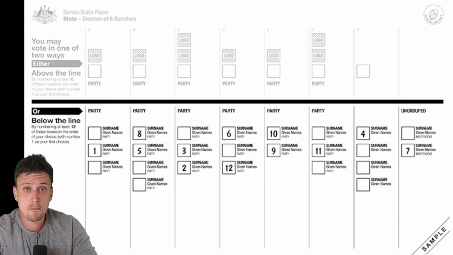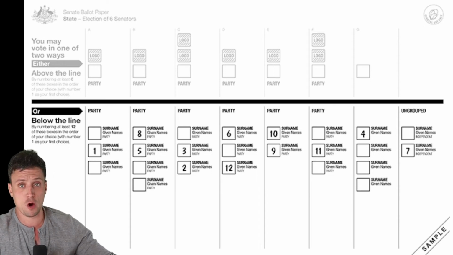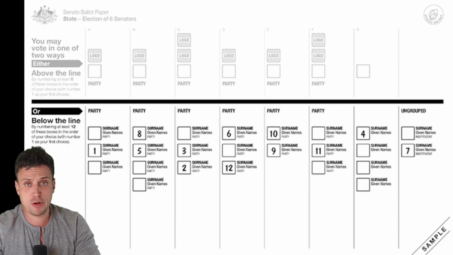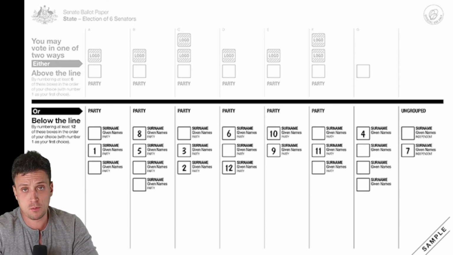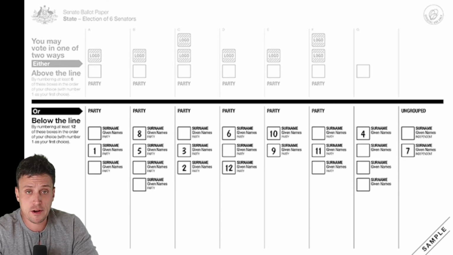But once again, the more boxes you number, the more control you have over your vote. In fact, some people like to number every single box below the line so they can have maximum control. But please keep in mind, if you do this, it's very important that you write the numbers clearly so that there's hopefully no confusion when the votes are being counted.